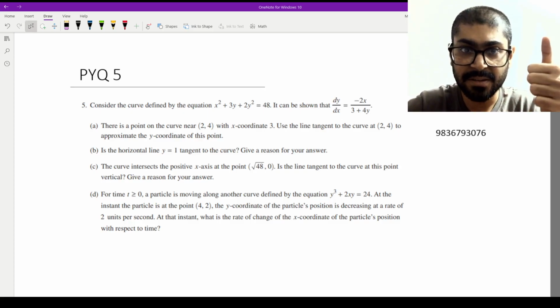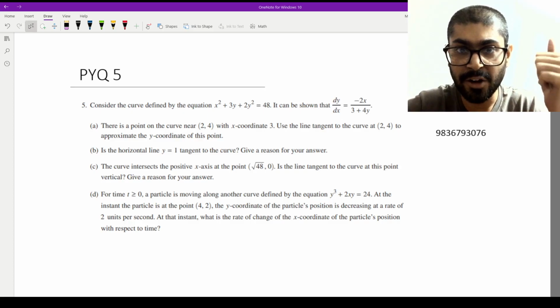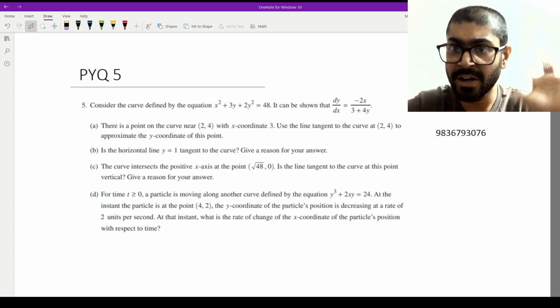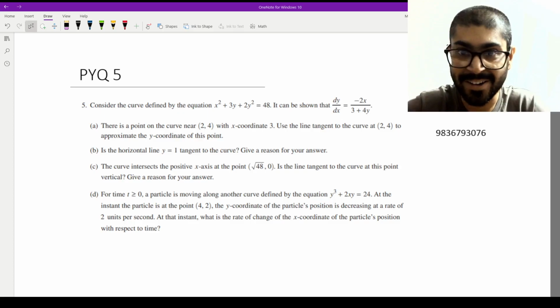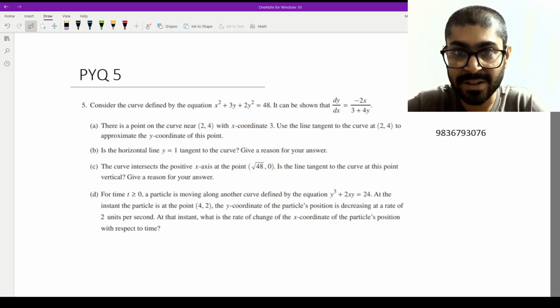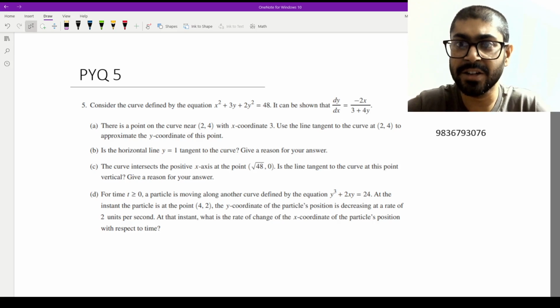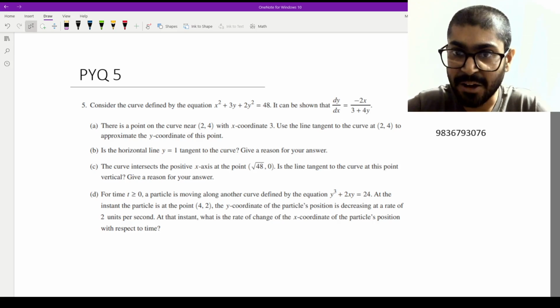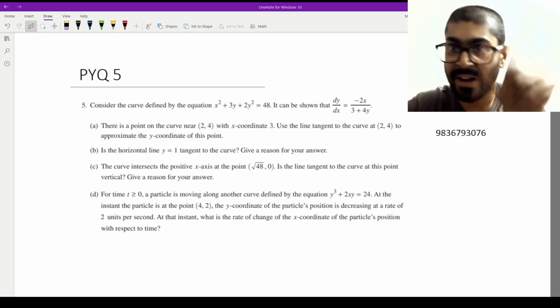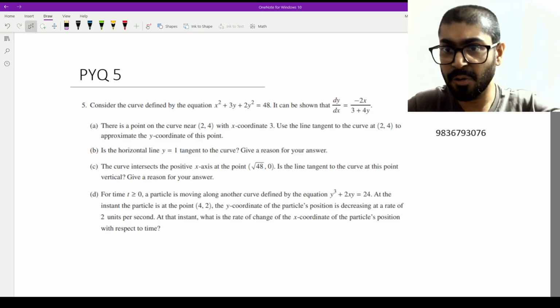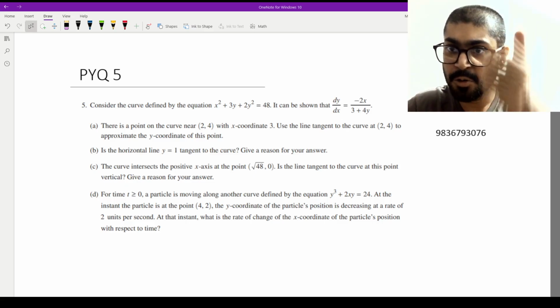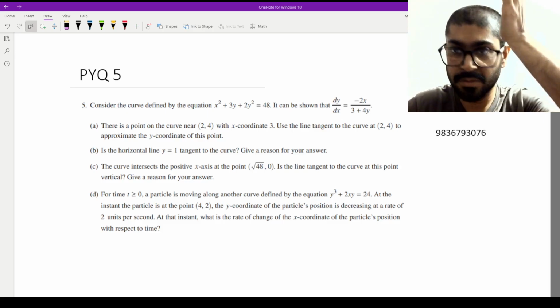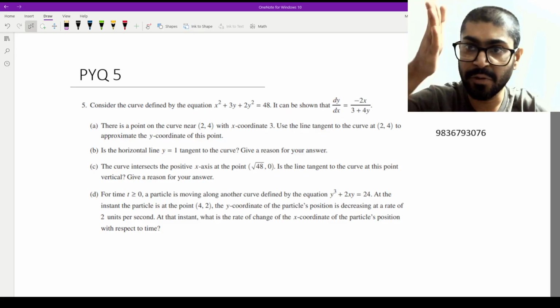The first question says, subpart A, there is a point on the curve near (2, 4) with x coordinate 3. Okay, of course, if the given point is (2, 4), the point with x coordinate 3 will lie near it. Use the tangent line to the curve to approximate the y coordinate of the point. Okay, so it's not explicitly stated whether this unknown point lies on the tangent or not, but we have to assume that the point will lie on the line x equal to 3. Okay, and we have to figure out its y coordinate.